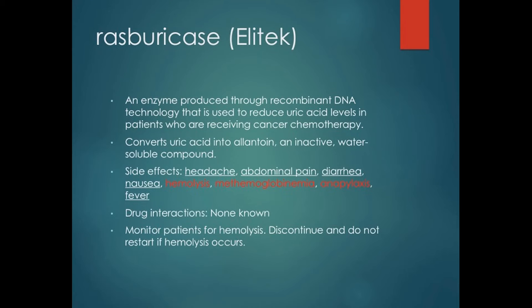in chronic gout. Rasburicase is an enzyme produced through recombinant DNA technology that is used to reduce uric acid levels in patients who are receiving cancer chemotherapy. It promotes the conversion of uric acid to allantoin, an inactive water-soluble compound. Some of the side effects include headaches, nausea, fever, hemolysis, or anaphylaxis. Rasburicase currently has no known drug interactions.